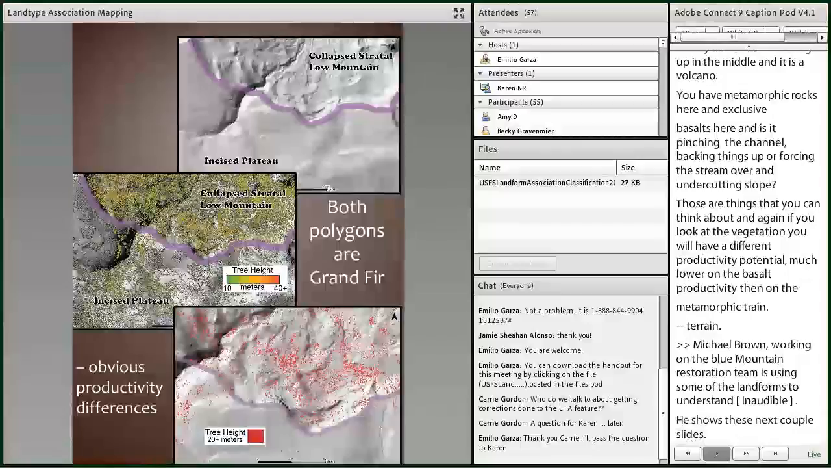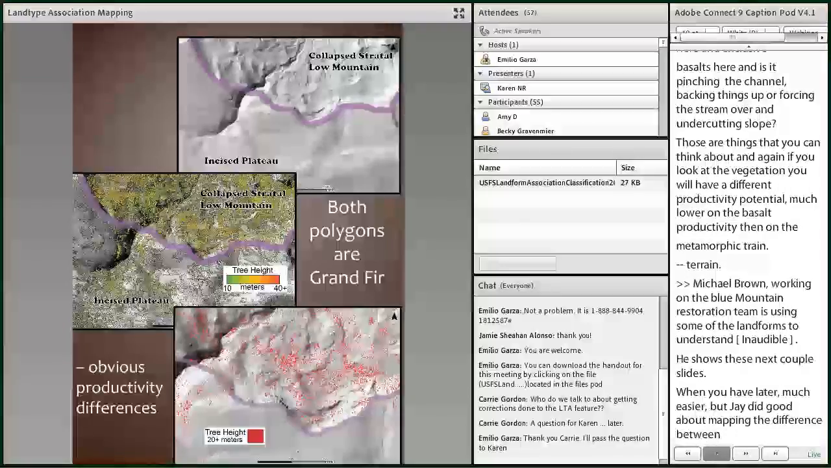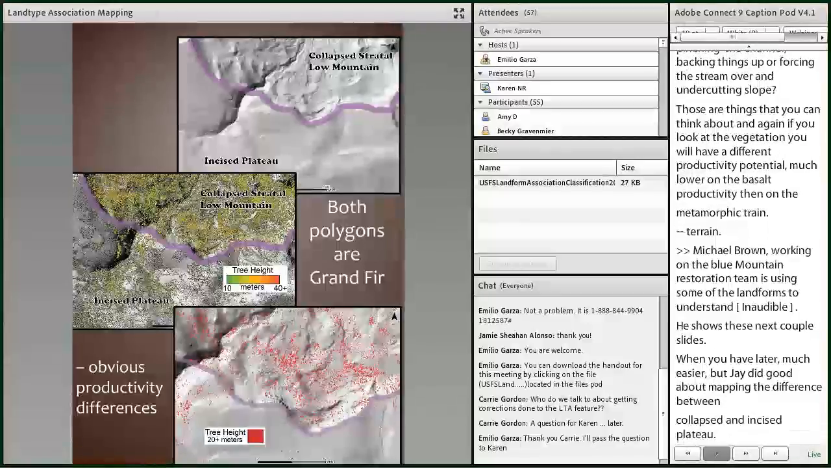But Jay did pretty good mapping the difference between this collapsed straddle mountain here and this ice plateau. I mean, I actually moved it over a little bit. Oh, you did? Oh, don't end my story. Anyway, full disclosure, I was really impressed. I didn't have to move it much, just a little bit.